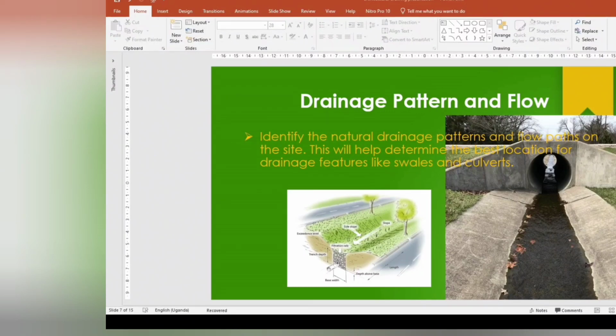So you start by identifying the natural drainage patterns and flow paths on the site. Then this will help you to determine the best location for drainage features like swales and the culverts. Next, this is an example of the swales.